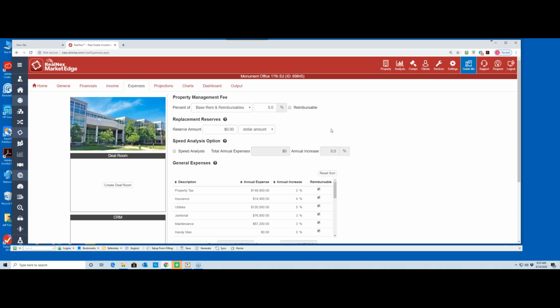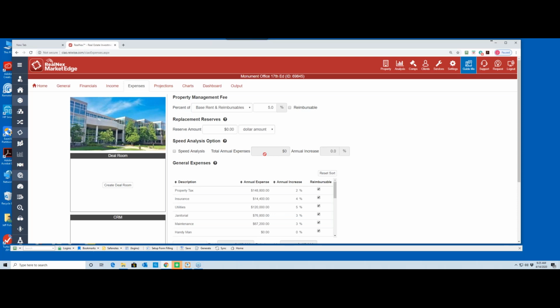Remember, we're going to reimburse any expenses that go above a certain dollar amount, but the question is what expenses are eligible to be included in those expenses that we can get reimbursed from the tenant. So we're not going to have the property management fee reimbursable. We don't have any replacement reserves on this property, but we could have some replacement reserves.